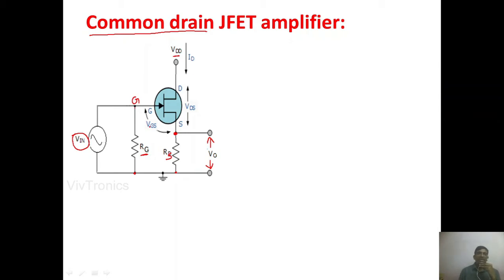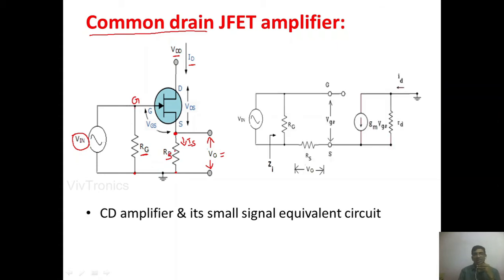The current in the drain circuit is called ID, and IS is the current flowing in the source circuit. VDS is the voltage between drain and source. Our output voltage is the voltage across the source resistance, VS. Now we are going to draw the AC equivalent circuit for the common drain JFET amplifier.